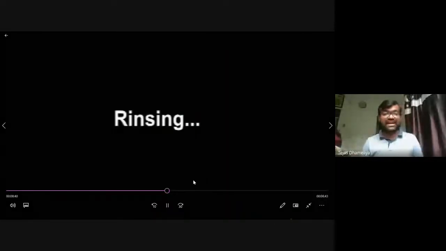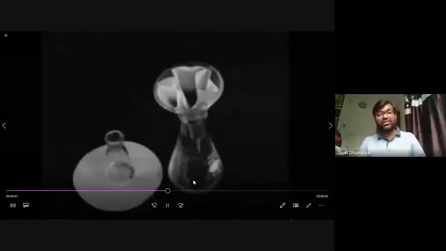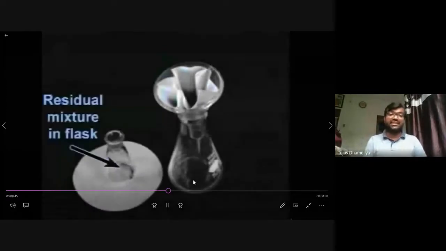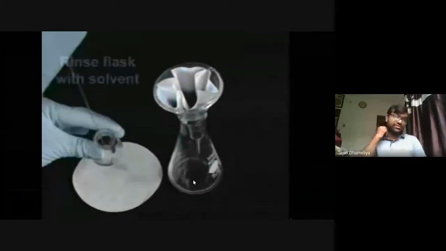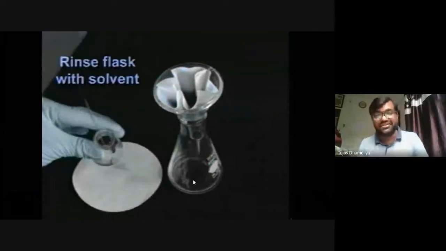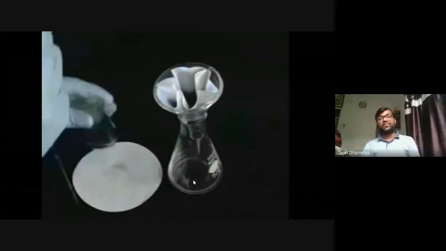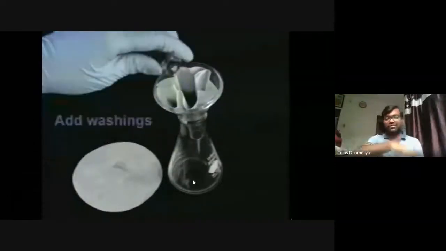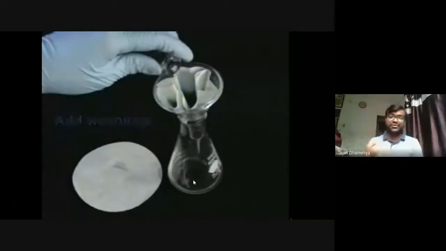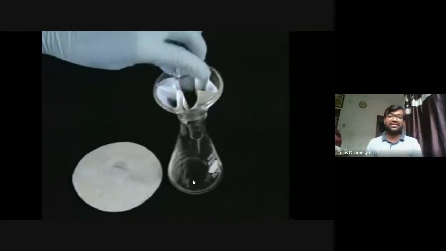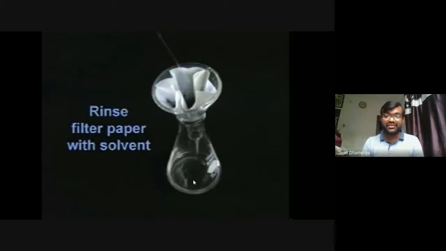These are the major things I wish to discuss. Now there will also be a rinsing purpose, where they are showing some residual mixture is there, and then they are rinsing the flask. Simply rinse and keep adding the washing back, so that the residual amount of impurities present in the conical flask can also be filtered and retained on the filter paper.